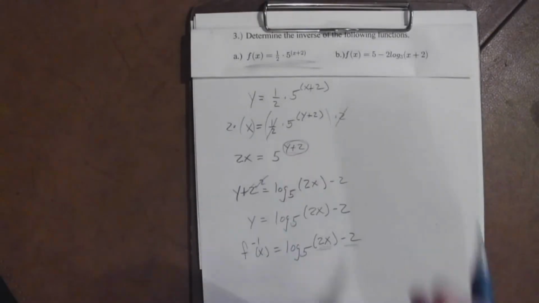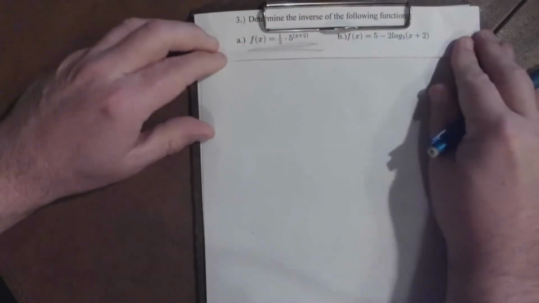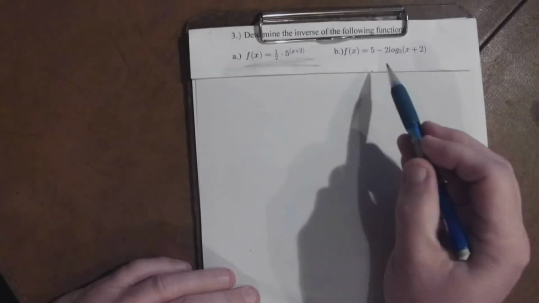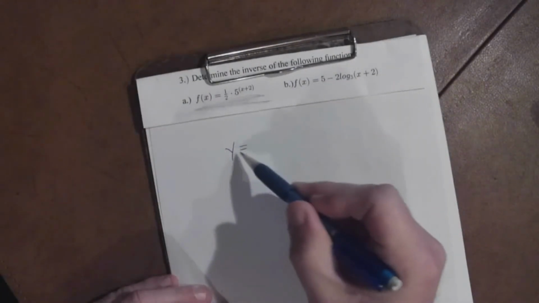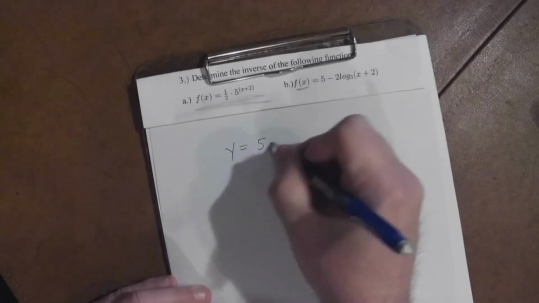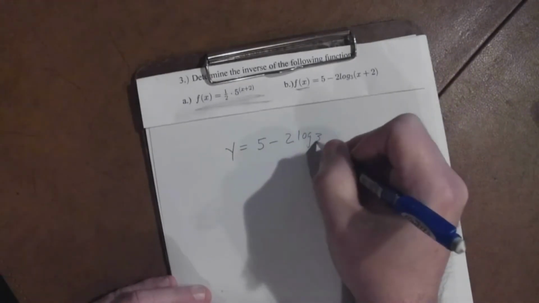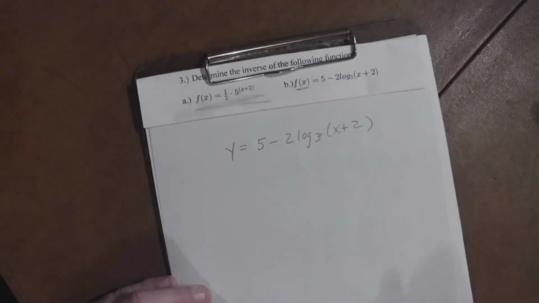All right? If we look at B real quick, right? Here we have f of x equals 5 minus 2 log base 3 of x plus 2, right? So if we start finding our inverse, we first make the f of x y, 5 minus 2 log base 3 of x plus 2.